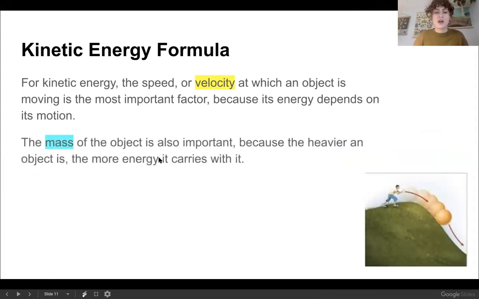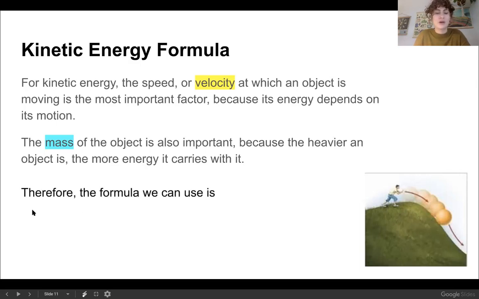The mass of the object is also important because the heavier an object is, the more energy it carries with it. Okay, so think about bowling, right? You roll a ball down an alley. Let's say you replace your bowling ball with one of those bouncy balls, like you use for Foursquare. Maybe it's the same size, but it's a lot lighter because it's full of air. Which one of those is going to strike the pins harder? Well, the bowling ball is going to strike the pins harder because it has more mass. That's why we use such a heavy object for bowling.